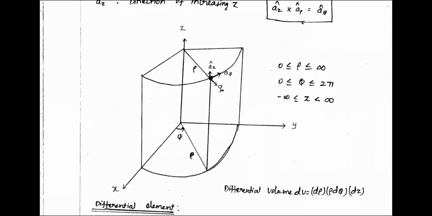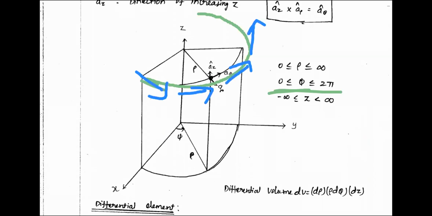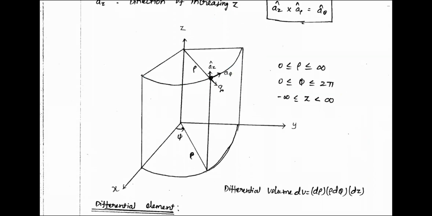Next, a phi. What is the increasing direction of phi? Phi is changing in this way. So that means this is the increasing direction of phi. Here my a phi will be like this, here it will be like this, and like this it keeps on changing. So they put the a phi here, the tangential component, in the increasing direction.